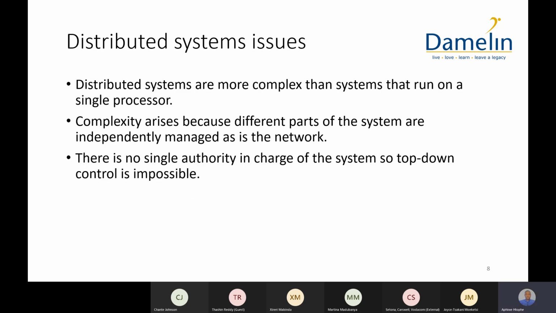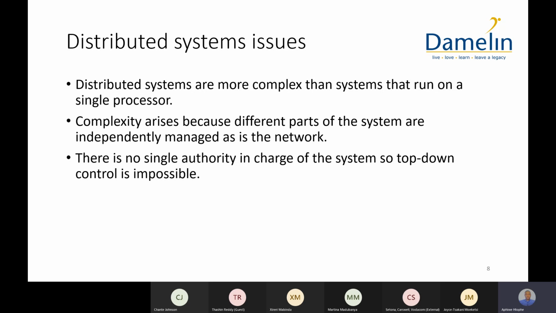So what are some of the issues that you experience with implementing these distributed systems? They say they're very complex, okay? They're more complex than systems that run on a single processor. And the complexity arises because different parts of the system are independently managed, as is the network. There is no single authority in charge of the system, so top-down control is impossible.